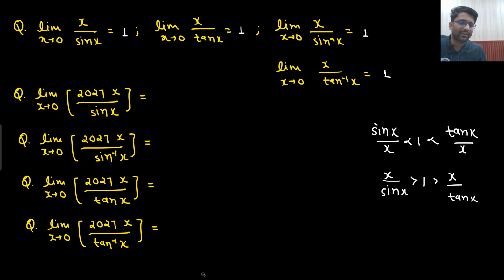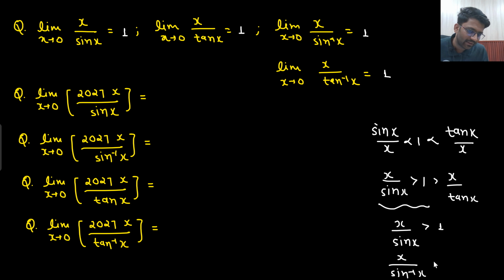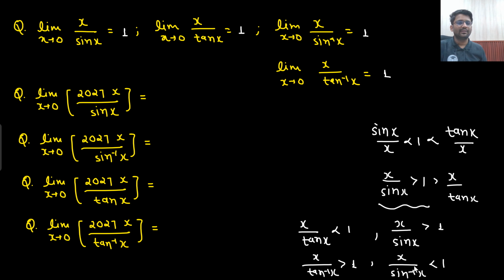So this value has become greater than 1 now. That means x by sin x has become greater than 1. And what about x by sin inverse x then? Sir, just the opposite will happen. That will become less than 1. What about x by tan x then? If this has become greater than 1, sir, this will be less than 1. And what about x by tan inverse x then? Sir, this will become greater than 1. Is that understandable to you? Okay, just the opposite process.